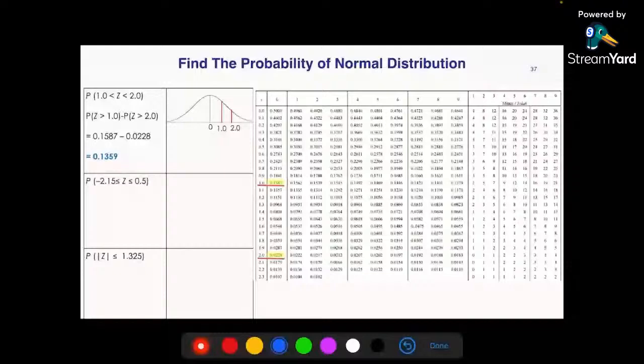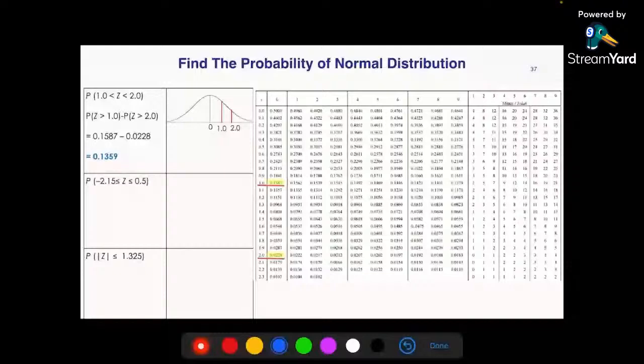0.0028 tolak, so you akan dapat the answer is 0.1359. So the area adalah dekat sini. Okay, now kita pergi to the next one. Yang nombor berikutnya. Okay, area.